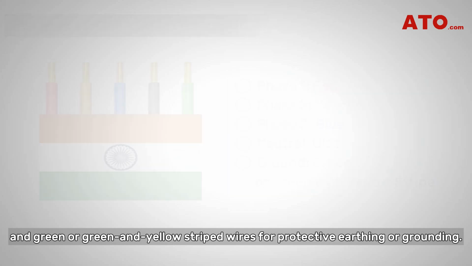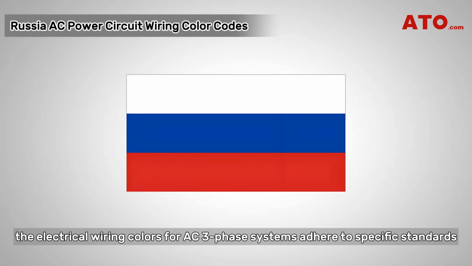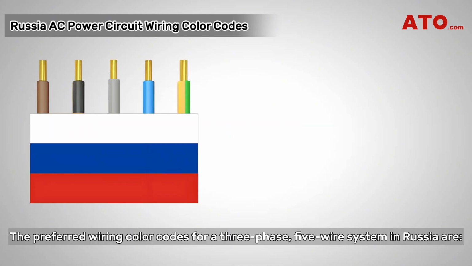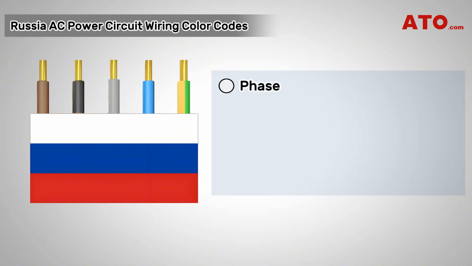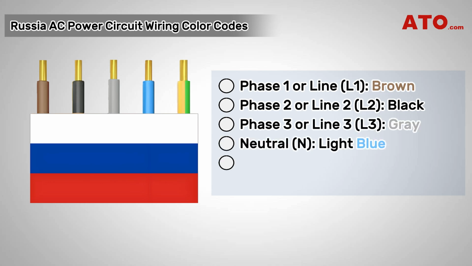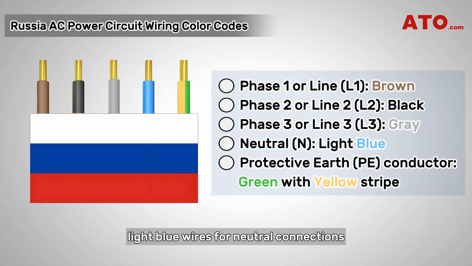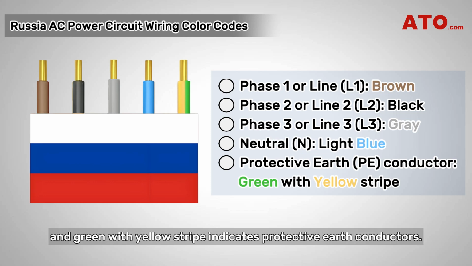In Russia, the electrical wiring colors for AC three-phase systems adhere to specific standards to ensure safety and consistency in electrical installations. The preferred wiring color codes for a three-phase, 5-wire system in Russia are: brown wires are used for phase 1, black wires for phase 2, gray wire for phase 3, light blue wires for neutral connections, and green with yellow stripe indicates protective earth conductors.